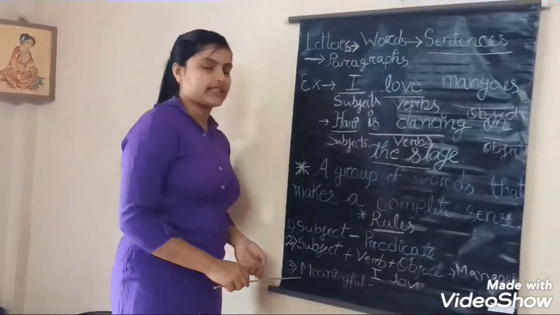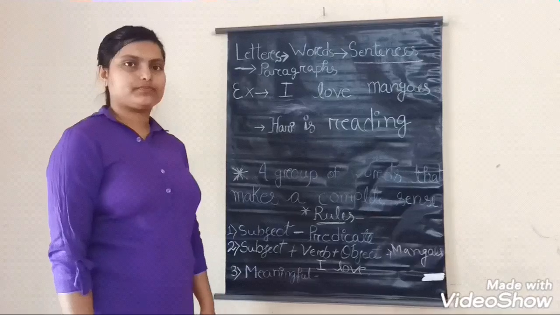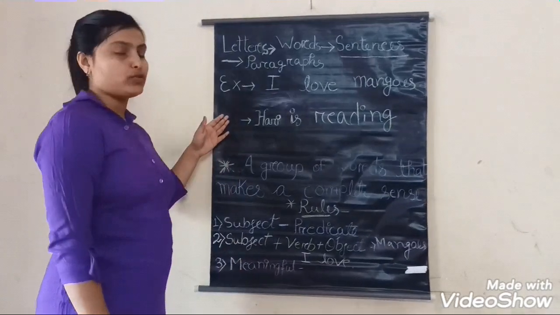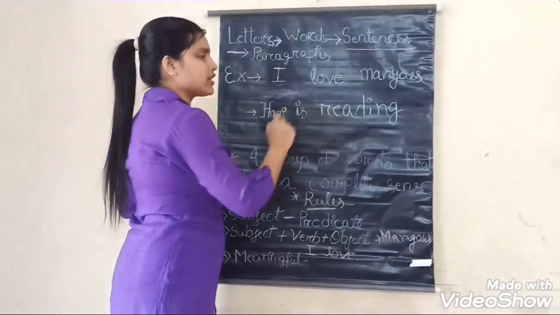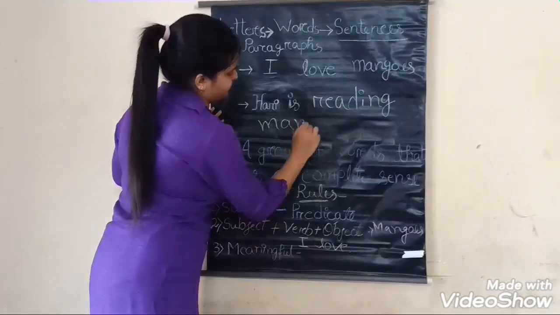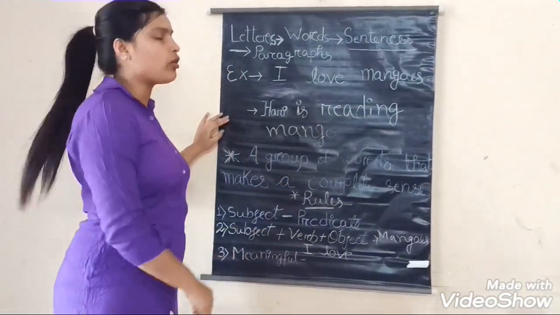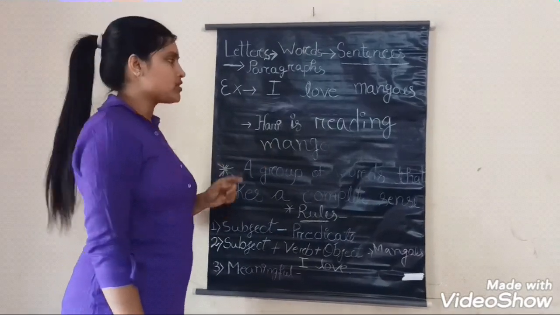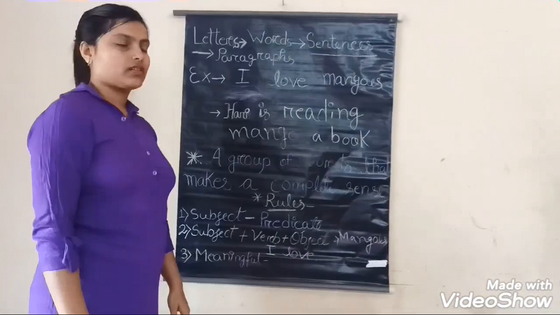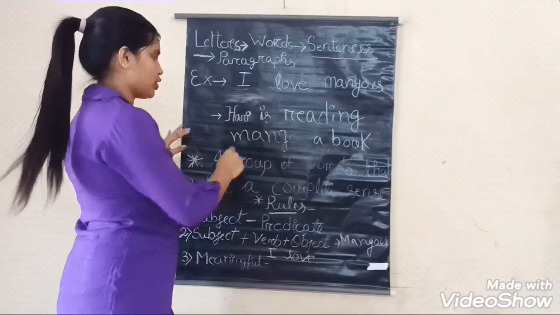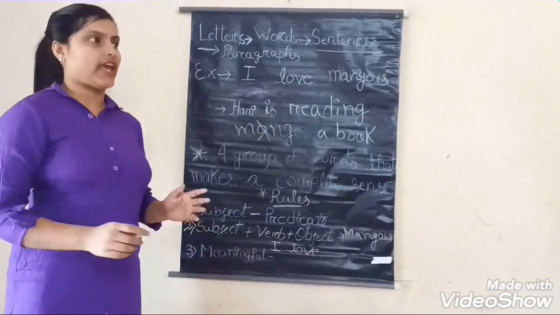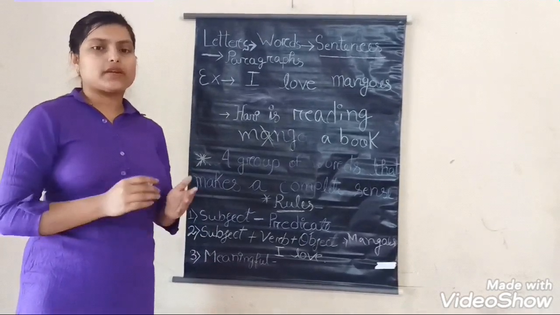Now the third point that I have mentioned here is meaningful. To understand this point, please have a look at this example. Here I have written Hari is reading. If you put the word mango after this, then what will be the result? It will be wrong, because it is imparting no sense. But if you put Hari is reading a book, this will impart some meaning. So your sentences should be meaningful. You can't write any of the words from your wish. It must be meaningful.